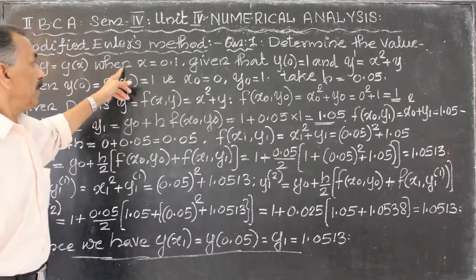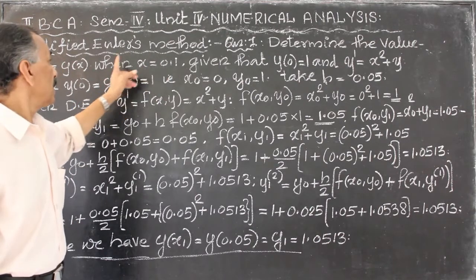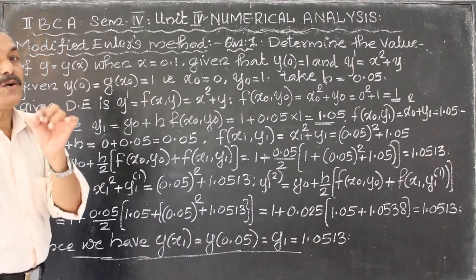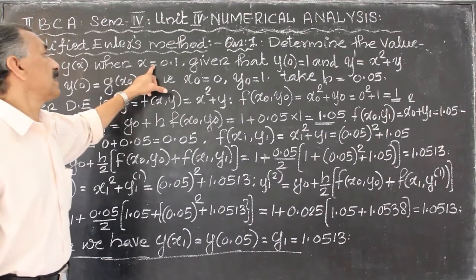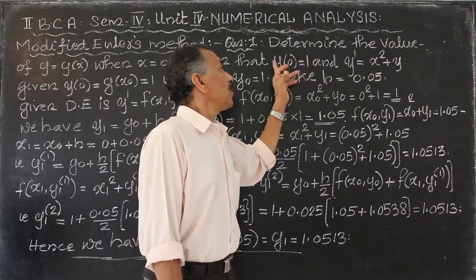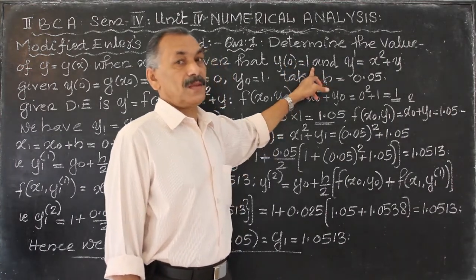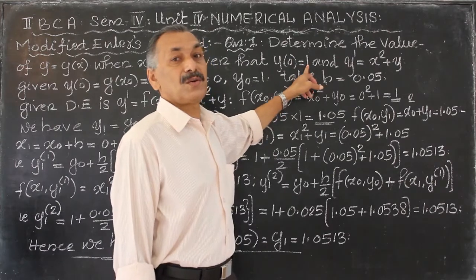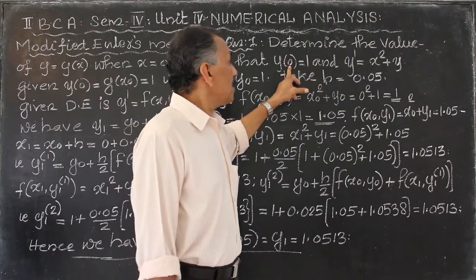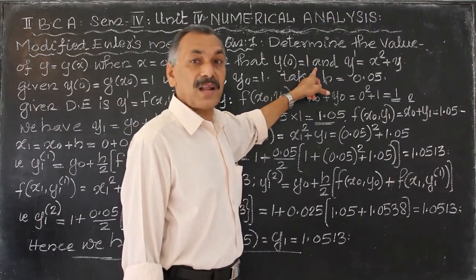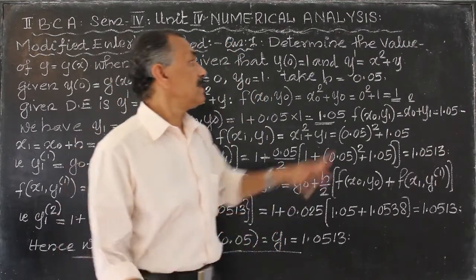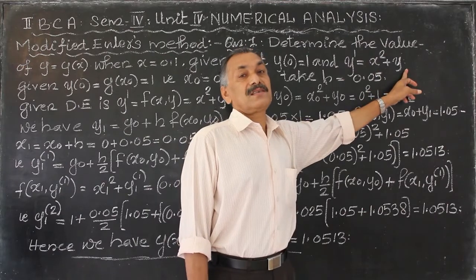Now determine the value of the solution y equal to y of x when x is equal to 0.1, given that y of 0 is equal to 1, that is, y of x0 is equal to y0, where x0 is 0 and y0 is 1. Here y dash is equal to x square plus y. This is the given differential equation.